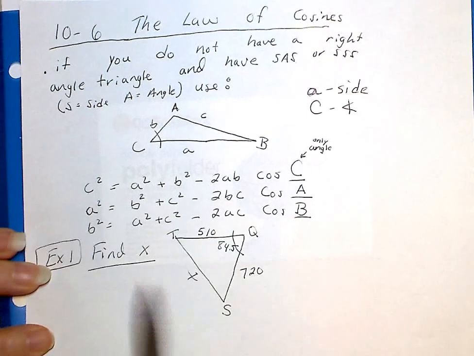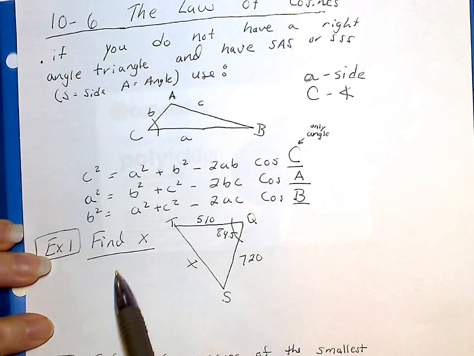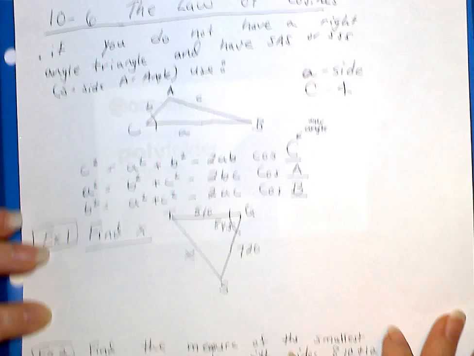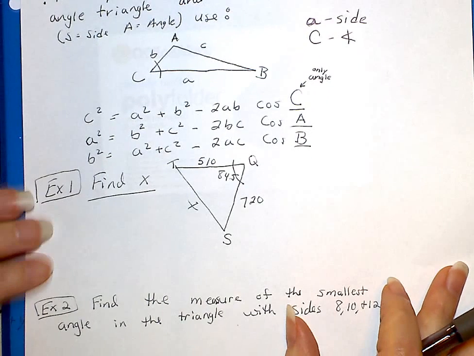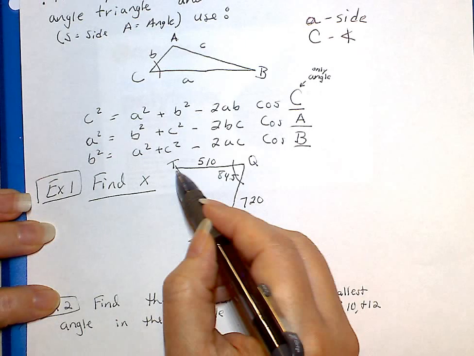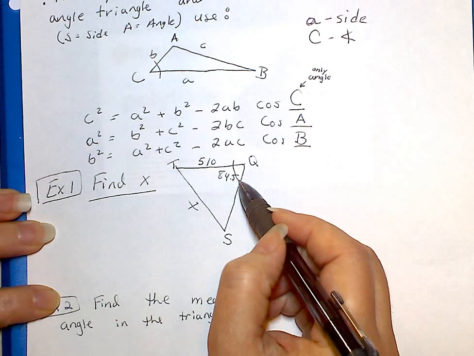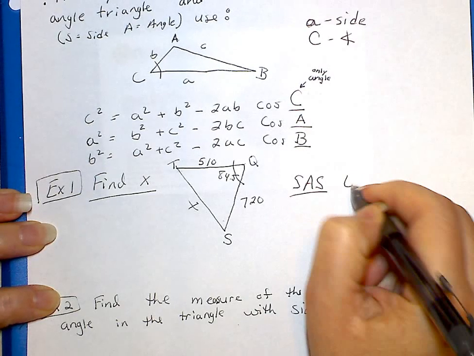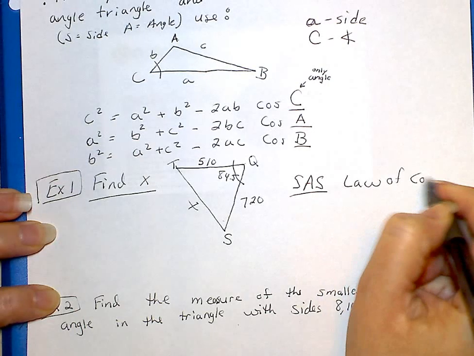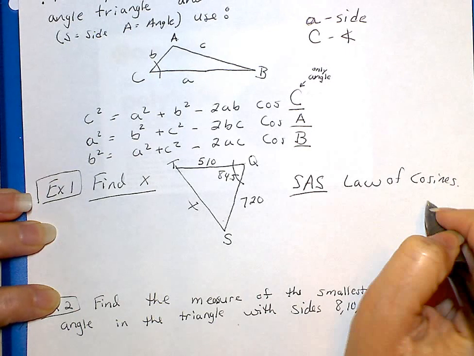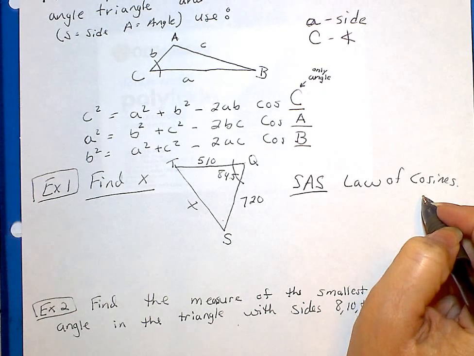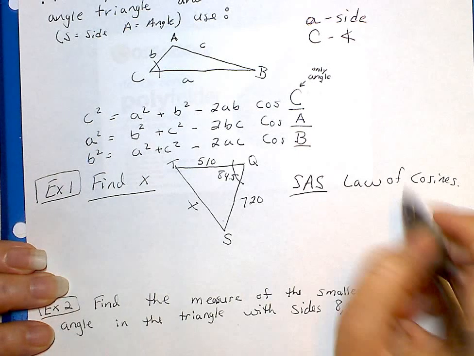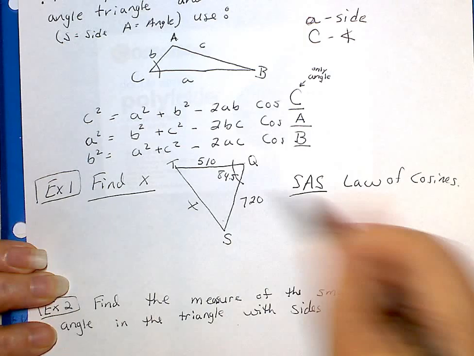Alright, so let's use it. This says, find x in the given triangle. So I'm going to move this up a little bit. We're given a side, an angle, and a side. Since we're given side, angle, side, we can use law of cosines. It's really important to know why you can use law of cosines, because next section, tomorrow, we will learn law of sines, and you have to know the difference between the two.